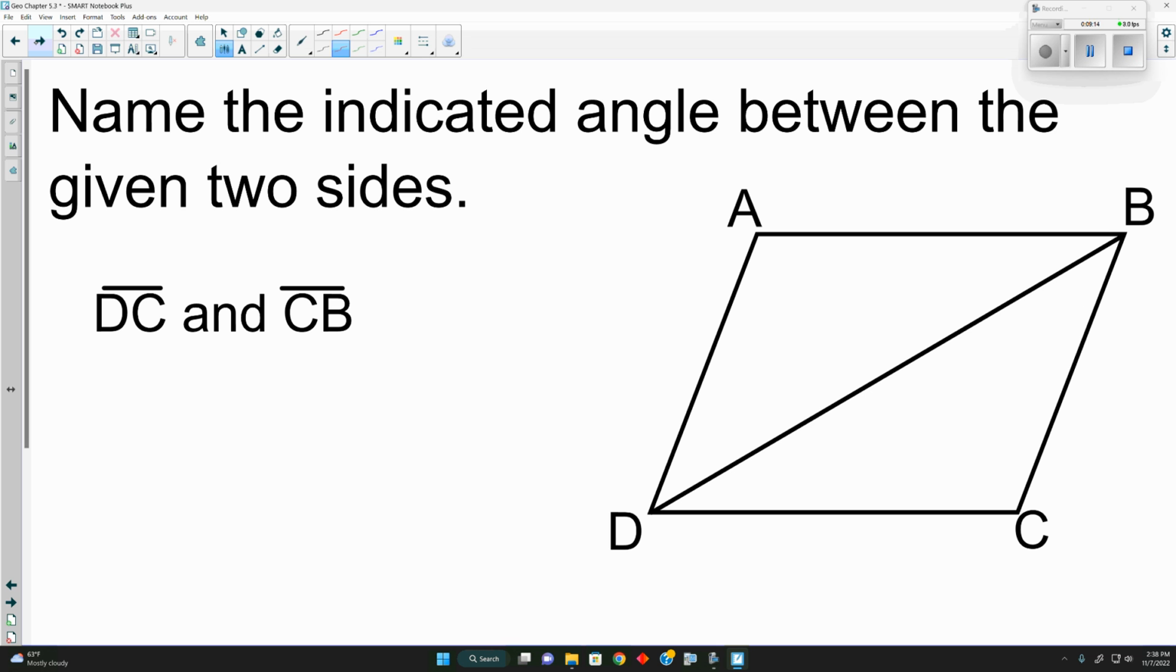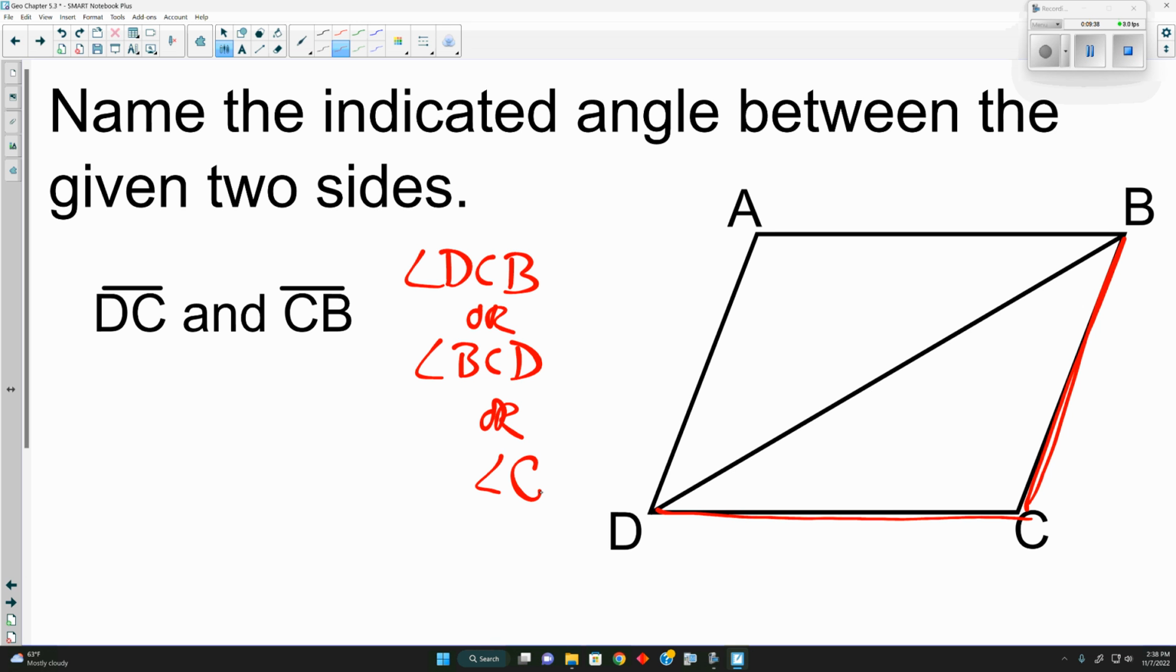Let's look at the next one. Name the inscribed angle between DC and CB. So DC is here, CB is here. So we can say what? Angle DCB or BCD, or, since there's only one angle there, we can use angle C. Because there's only one angle there, unlike the other one, which had three: ABD, DBA, DBC, CBD, because there are two angles there.